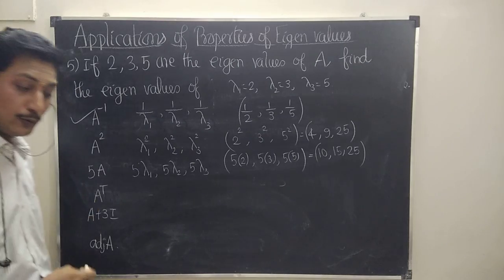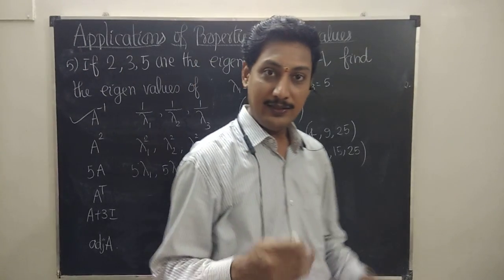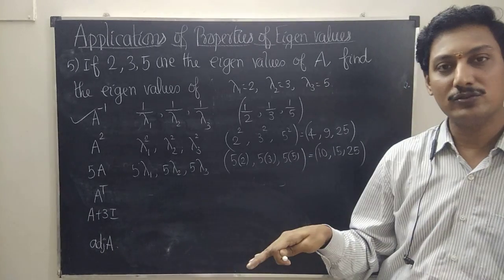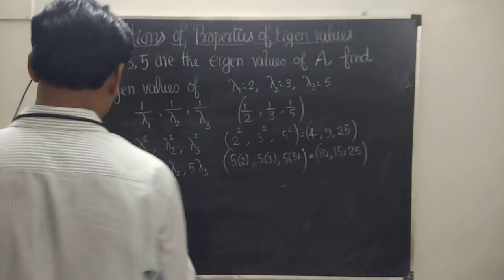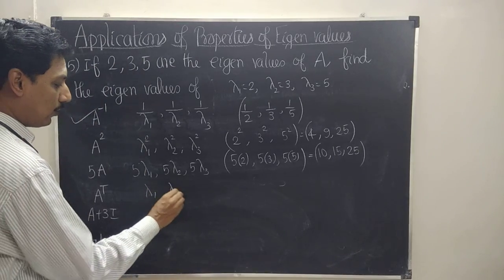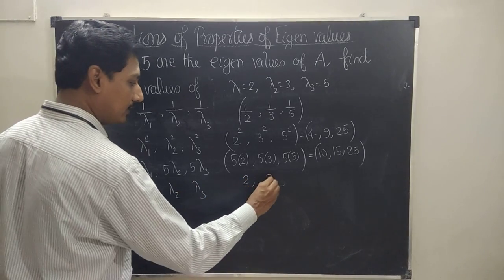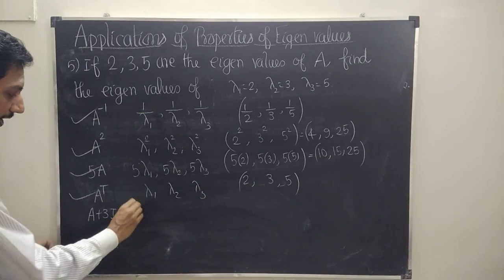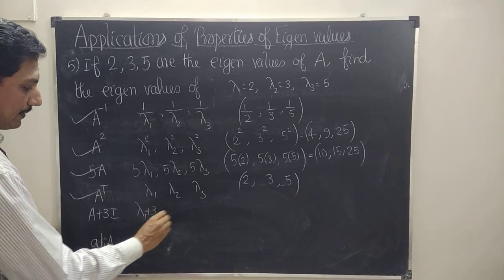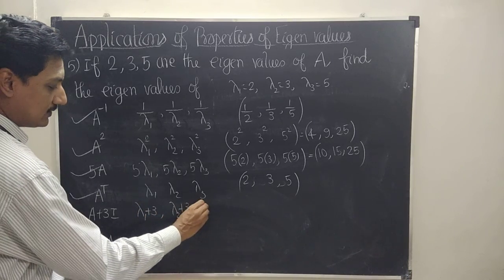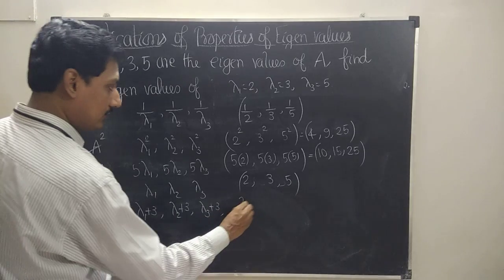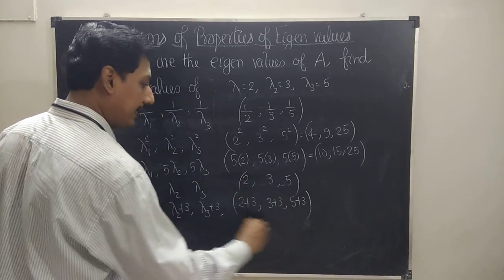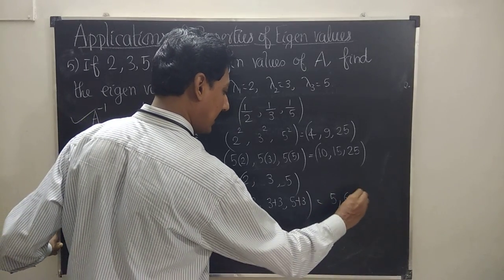And what is A transpose? The property is that A and its transpose have the same eigenvalues. So by using that property, the eigenvalues of A transpose are nothing but lambda 1, lambda 2, lambda 3, so 2, 3, 5. What about A plus 3I? Lambda 1 plus 3, lambda 2 plus 3, lambda 3 plus 3. So it is 2 plus 3, 3 plus 3 and 5 plus 3. So the eigenvalues are 5, 6 and 8.